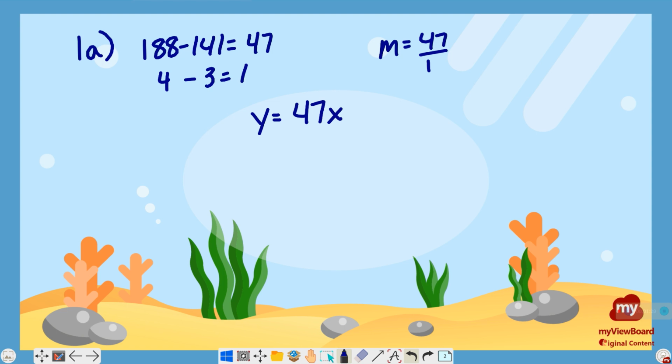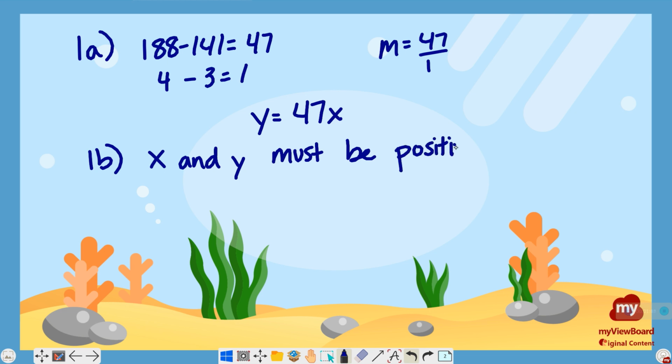Part B. Are there any restrictions on the value of x and y? The hours and the miles cannot be negative numbers. So x and y must be positive values.